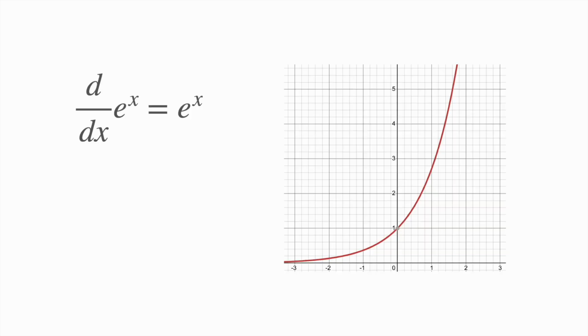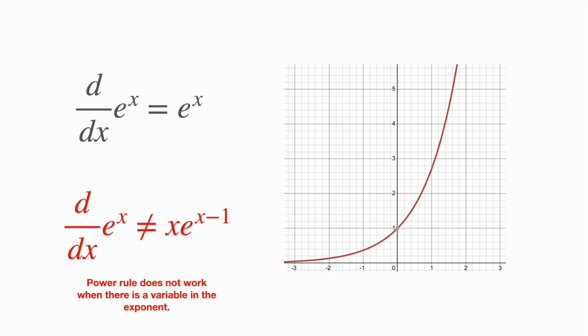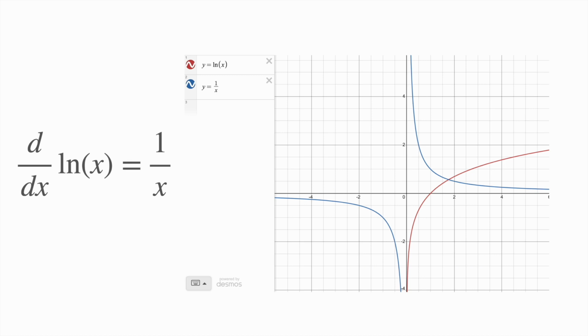This is a funny function because, like a bad ex-boyfriend or girlfriend, by itself it will never change. The rate at any point is always equal to the y value even after taking the derivative the second or 1/millionth time. I do want to make note that the power rule does not apply when there's a variable in the power. This will be important later. You can also see here that the derivative of ln of x will be equal to 1 over x.